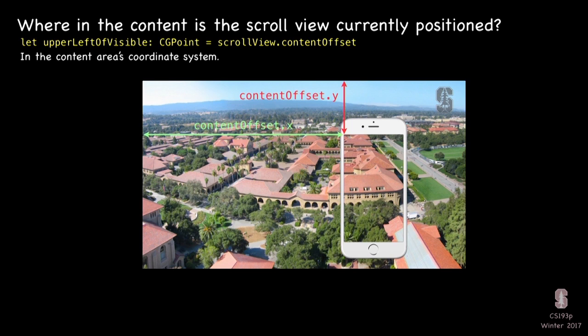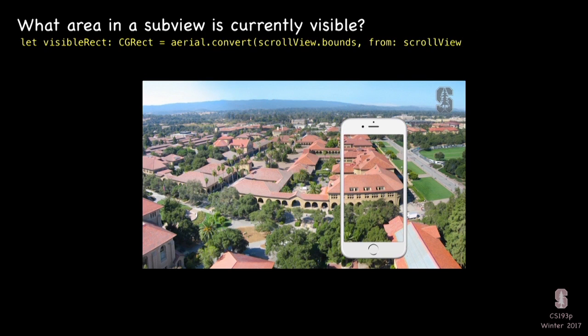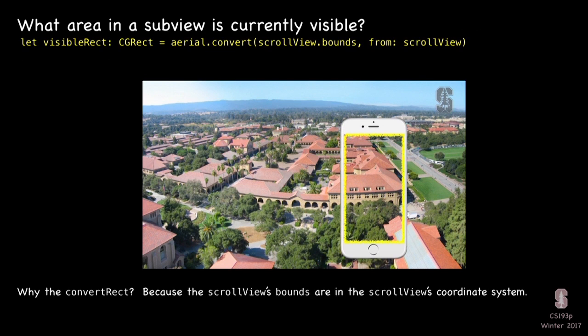You can find out the upper left corner, for example, of where the scroll view is using ScrollView's content offset point. It'll tell you the X and Y of the upper left corner. You could also ask, where is the rectangle that is currently showing the scroll view, where is that showing in the view behind, like that aerial view of Stanford? But don't forget that those are different coordinate systems.